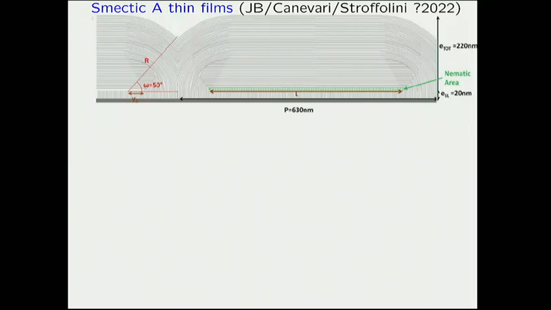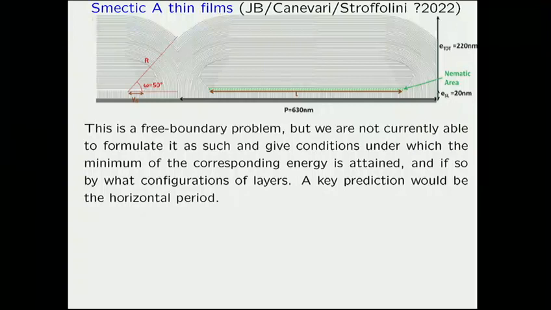Okay, so now I want to come to what we've tried to do, we being Giacomo Canevari and Bianca Stroffolini, to try and do something about this particular problem and see whether we could prove anything. First of all, it's a free boundary problem because you've got air above there. And we're not able to deal with that, unfortunately, at the moment. So you'd like to be able to show that the minimum is attained, and you'd like to be able to predict the whole three-dimensional picture, like you saw in the pictures. And one thing that would be very interesting to predict would be the thickness of these layers, so the distance from here to here, right?